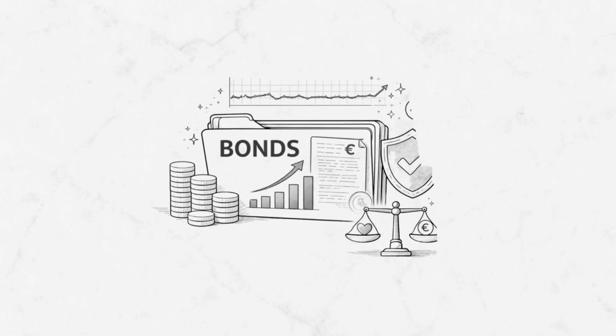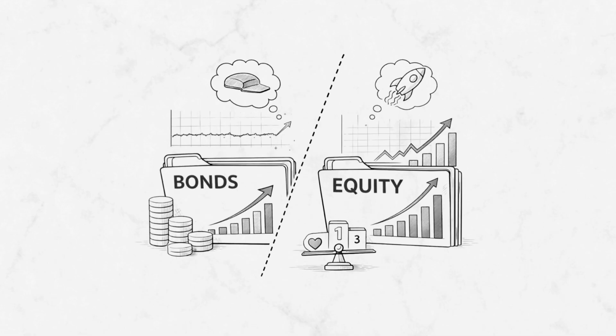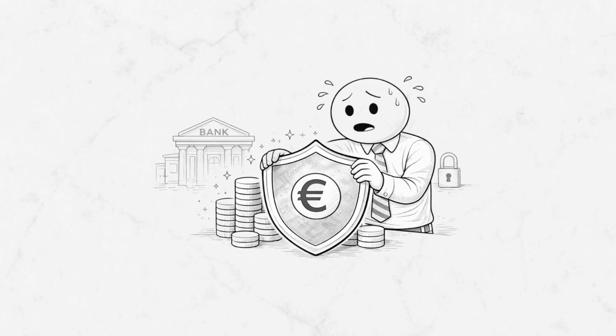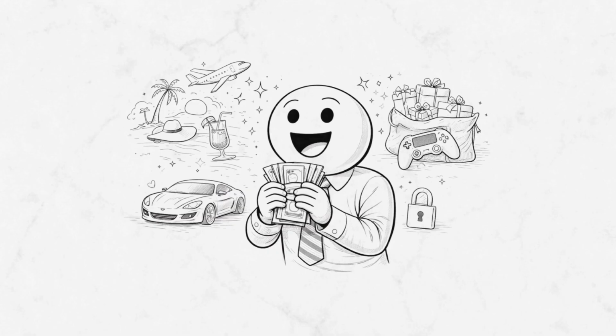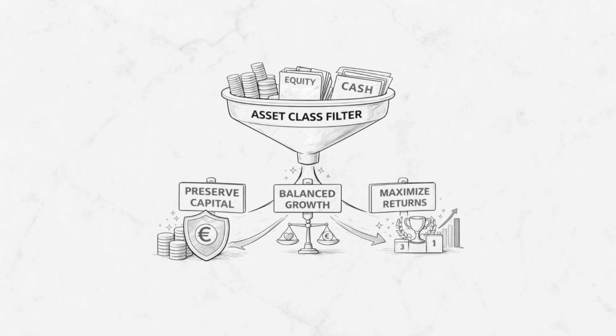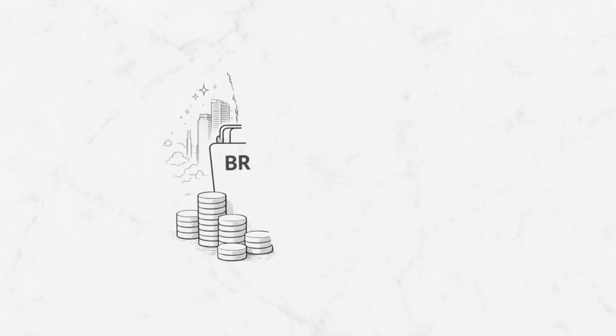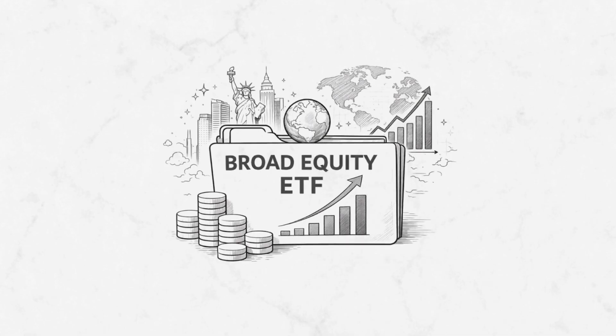Bonds can be useful, but bonds are usually about stability and lower volatility, not maximum growth. They often make more sense when your goal is capital preservation or when you're nearing the point where you want to use the money. So the asset classes filter is basically, what is your goal? Growth or stability? For most beginners building wealth over decades, the typical starting point is a broad equity ETF.